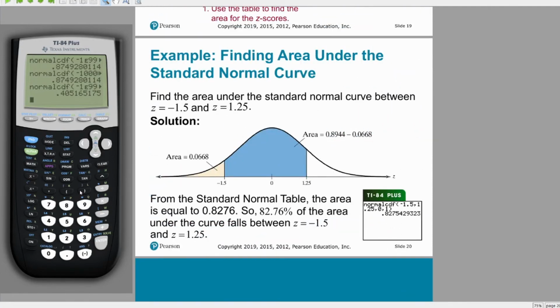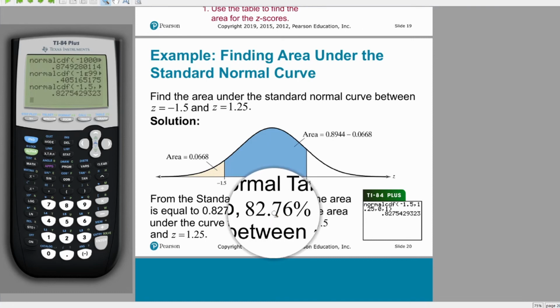On the other hand, if we want to find the area between two z-scores, it's not actually that different. So first, second vars for distributions, normal CDF, where now our lower boundary is not some stand-in for the largest negative value we can come up with. It is specifically -1.5, and our upper boundary here is 1.25. Put those numbers in, and you make it run. So you get a value of about 0.8276 here.